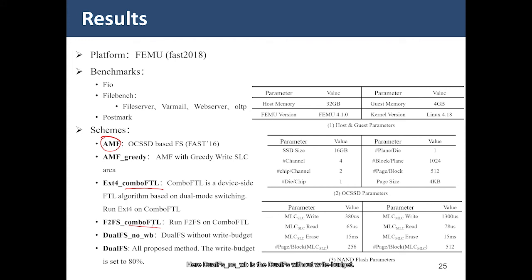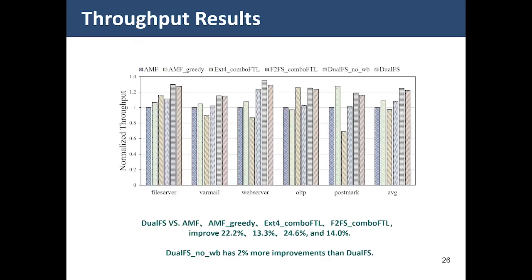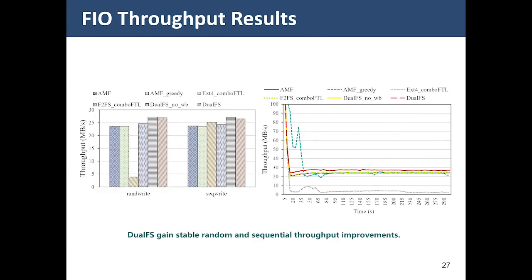Here, DualFS no WB is DualFS without write bucket, and the default write bucket of DualFS is set to 80%. All test parameters are listed. DualFS achieves higher throughput than all other schemes, and DualFS without write buckets gains more improvement. When it comes to random write and sequential write tests, DualFS gains stable improvements as time goes on.